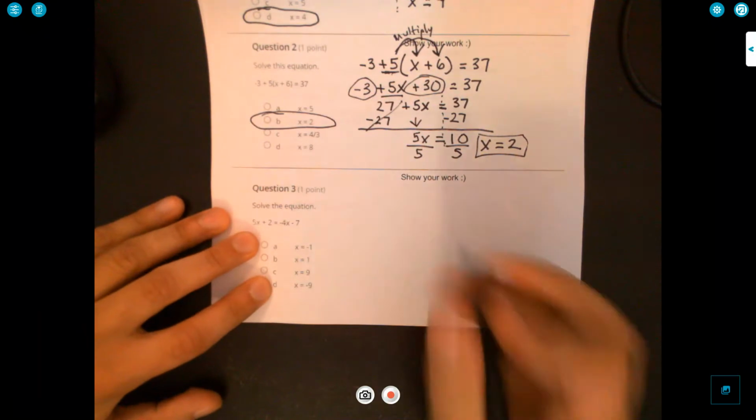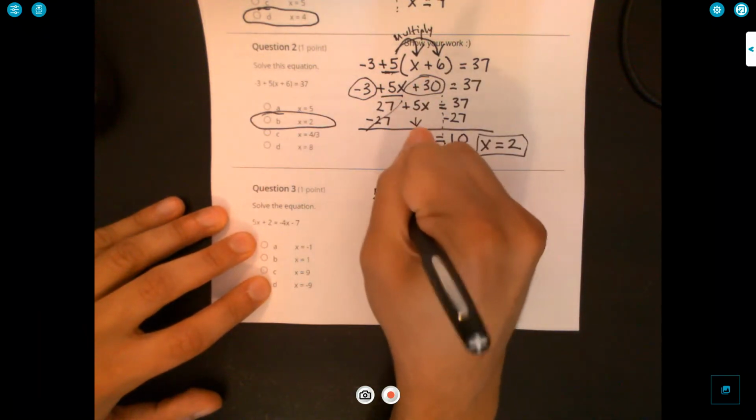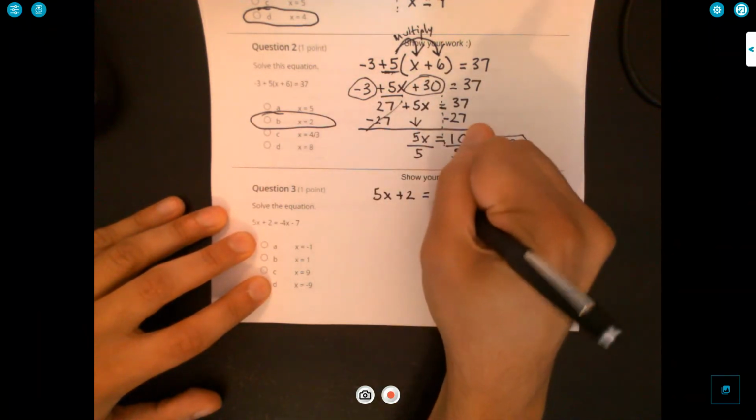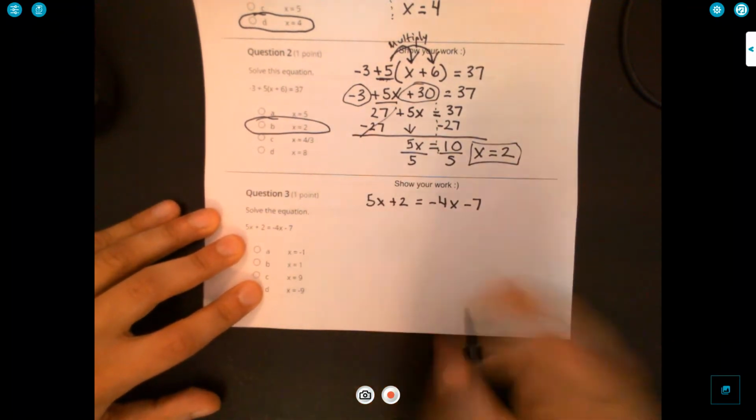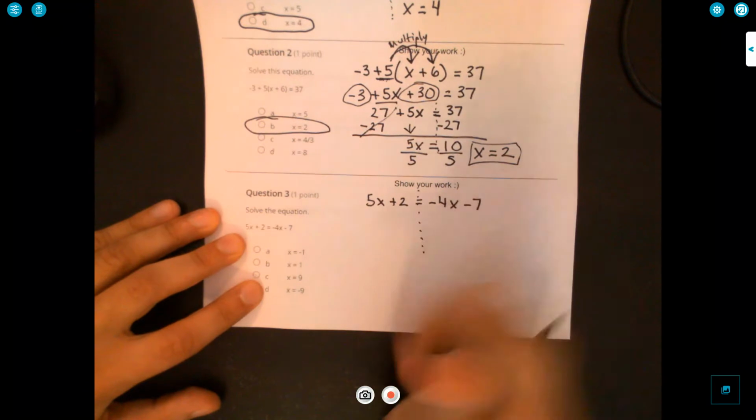All right, let's look at this one. So solve the equation. I'm going to rewrite it. 5x plus 2 equals negative 4x minus 7. All right, so here's our equal sign. We don't need to distribute.